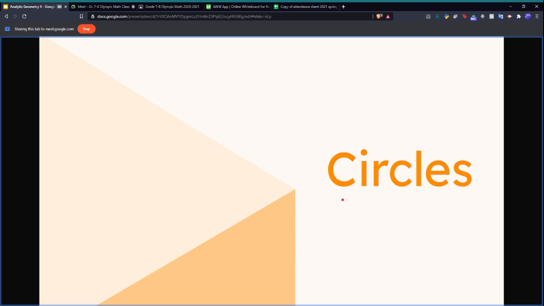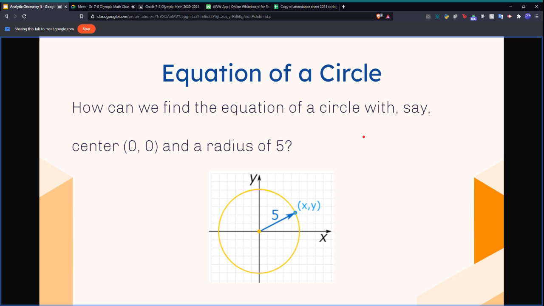So now we just finished looking at points. Now let's look at circles. Some of the formulas we used for points will apply in these circle formulas as well. So let's take a look. First, let's look at how we get the equation of a circle.